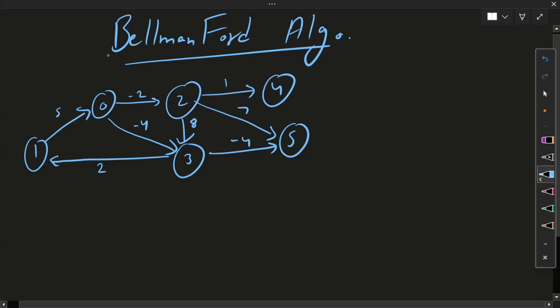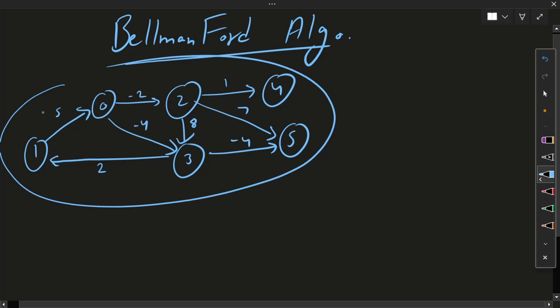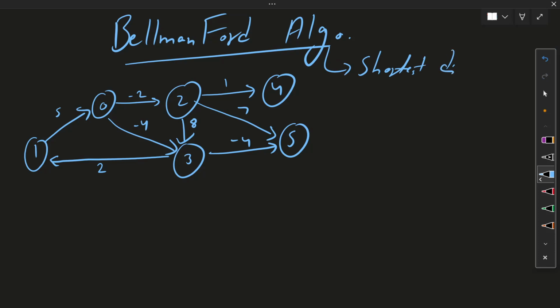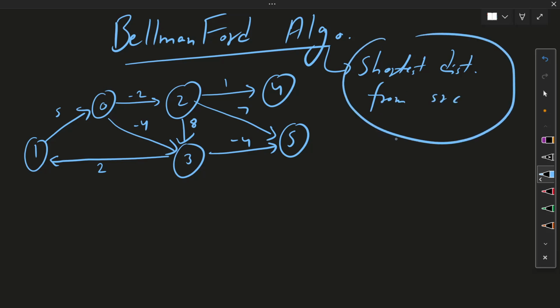Here we go. In this video, we're going to learn about the Bellman-Ford algorithm. So we have a directed weighted graph, and we need to find the shortest distance from the source. This thing we can also do with Dijkstra's algorithm.